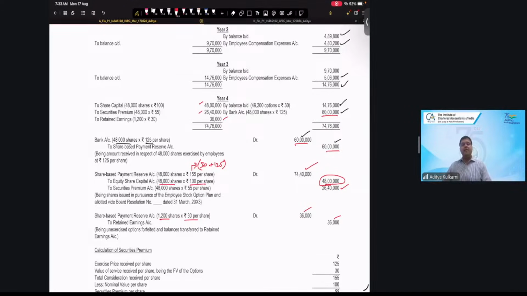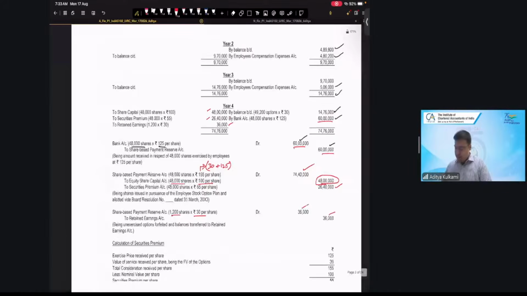There won't be any balance, which is the right way to understand, because the moment your stock option plan ends, that means you have lived through the life of the stock option plan. You cannot have an SBP reserve after the ESOP plan ends. Ends means vesting is over, exercise also over. After these two are over, you cannot continue to hold balance in the SBP reserve account. Are we able to understand this?